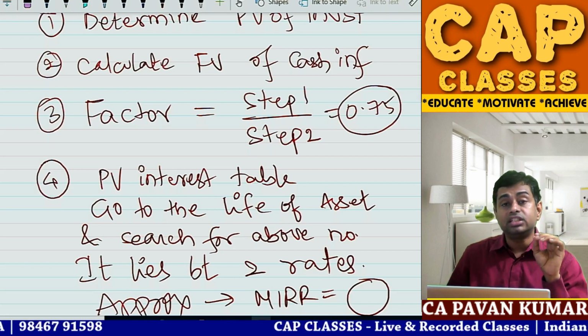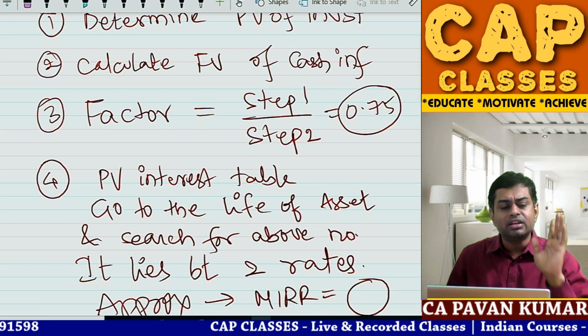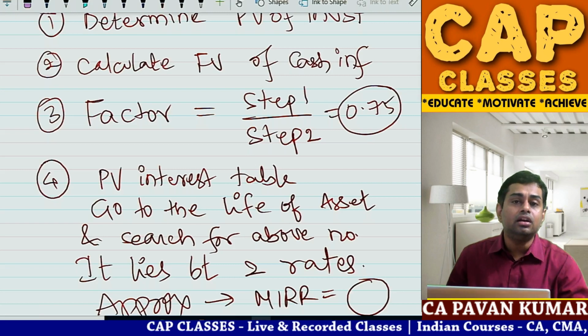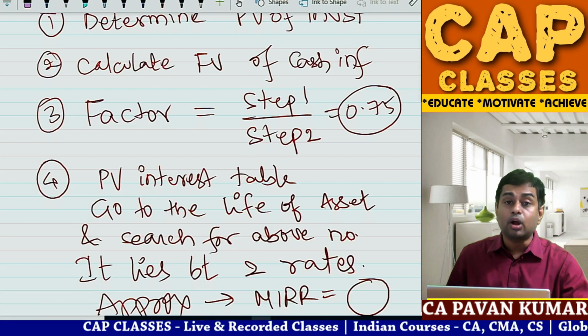So many students, they do not understand what is MIRR. Once you understand the concept, calculation is step 1, step 2, step 3, step 4. LKG problem. Calculation will not be a difficulty. Okay, so you understand the concept of MIRR. Shall we solve problems on MIRR now?